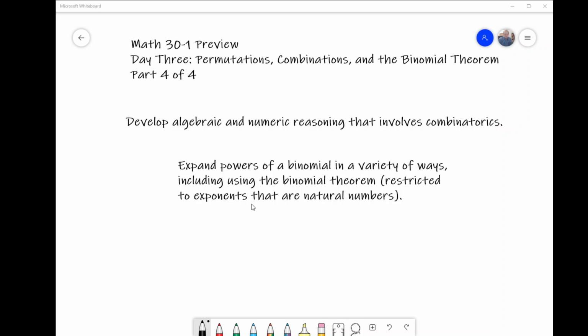So our next goal is to expand the powers of a binomial in a variety of ways, including using the binomial theorem restricted to exponents that are natural numbers. So you might be asking yourselves, what is this binomial theorem thing? What does it mean? Well, we know what a binomial is. It's a polynomial with 2 terms. It talks about restricting exponents to natural numbers. So let's say it's n, and we want to expand powers of the binomial in a variety of ways.